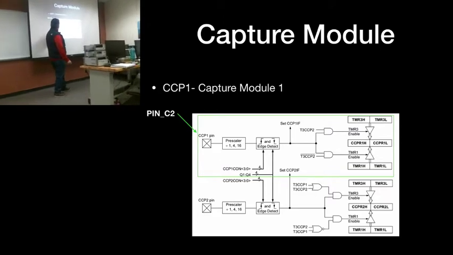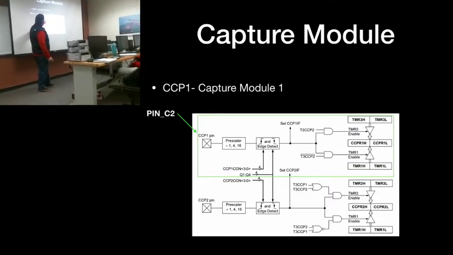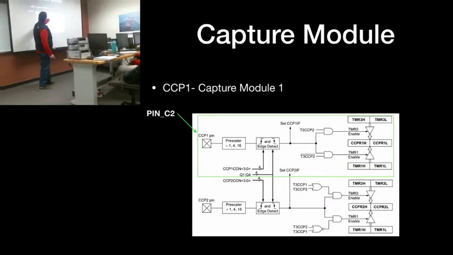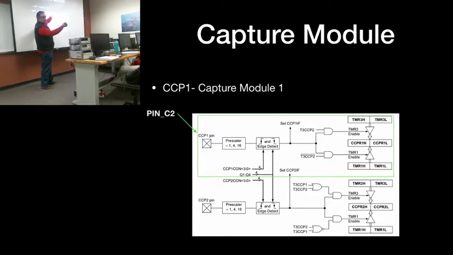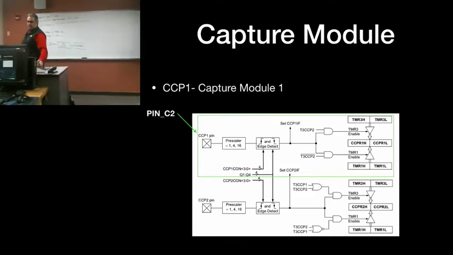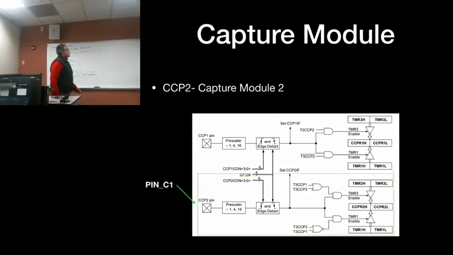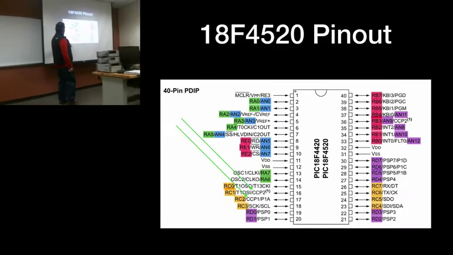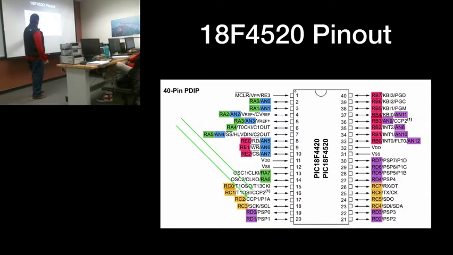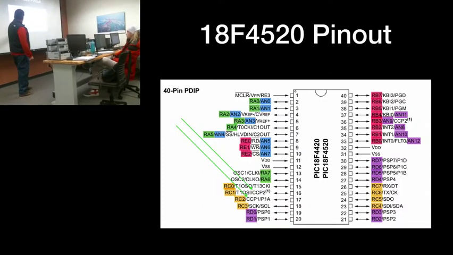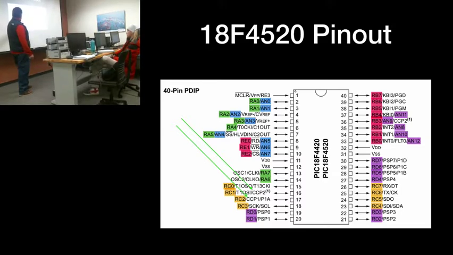So what's going to happen is that after the edge gets detected, an interrupt gets driven. And that interrupt is CCP1. Okay? So let me show you what that means. So that's pin C1. And here's where you find them in the circuit. CCP1 is located in C2. CCP2 is located in C1.